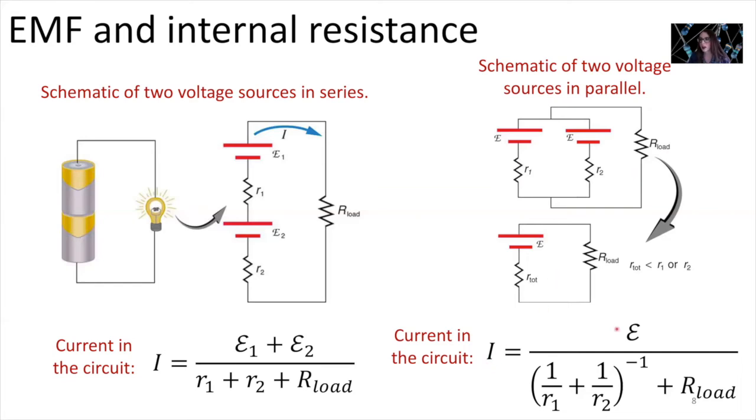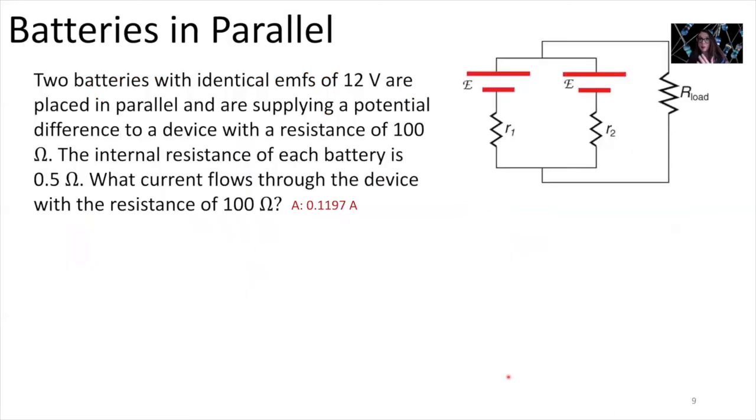So this is the equation for the current within this circuit if we have two identical batteries in parallel supplying a current to this load. And we're going to walk through how we can get this equation in particular. It's a little bit more complicated than getting this one over here for our batteries in series. And then we're also going to apply that idea to solve a problem.